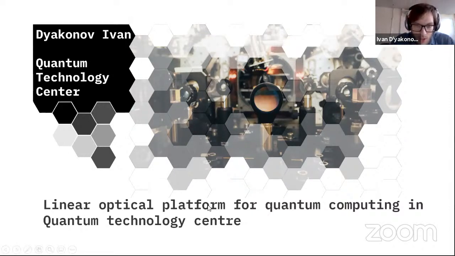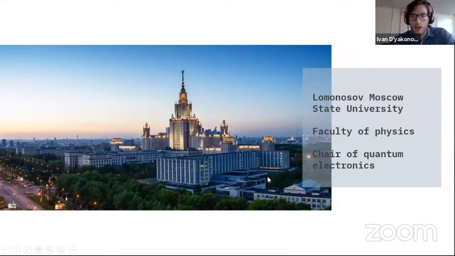So my talk will be devoted to the linear optical research held in the Quantum Technology Center. The center is located in Lomonosov Moscow State University on the Faculty of Physics. There is a main building in the center, which is quite large.